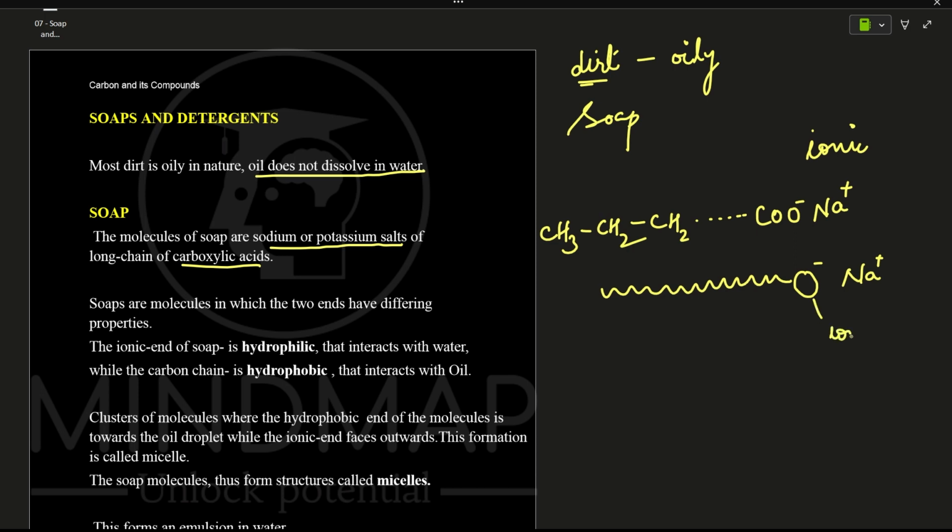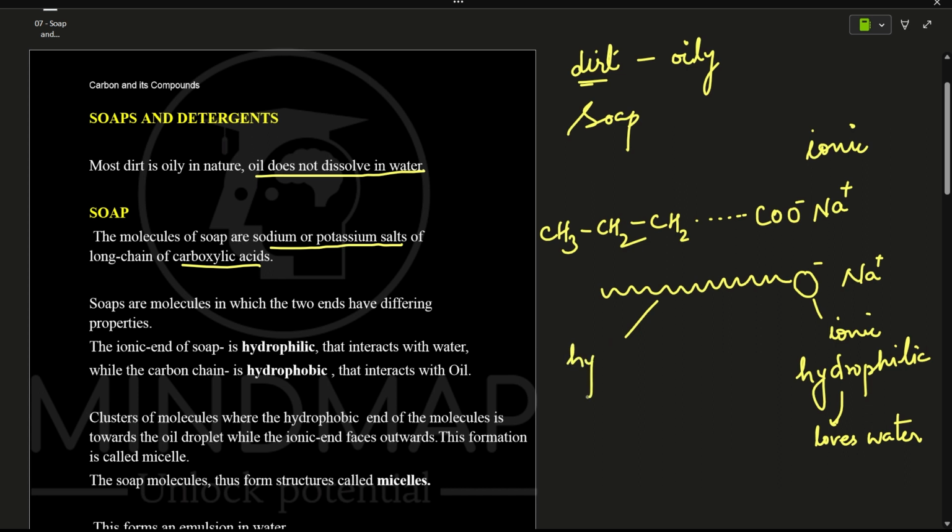Now this ionic end is known as hydrophilic, and this hydrophilic end loves water. That means it will interact with water. Whereas this long tail of carbon atoms is known as hydrophobic. Phobic means fear. This hates water, it is afraid of water. And thus it will not interact with water. It will interact with dirt.